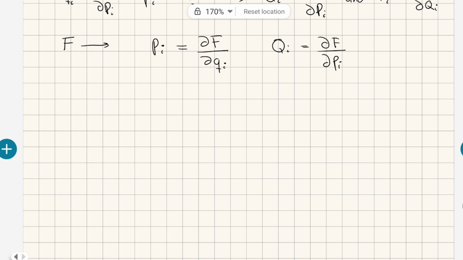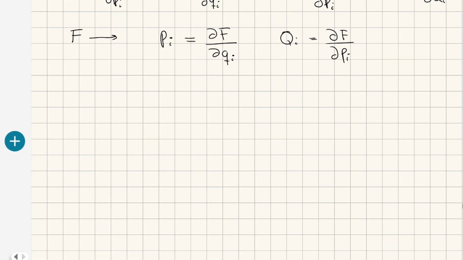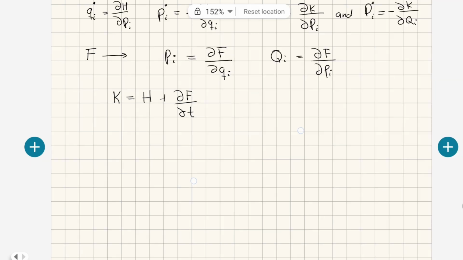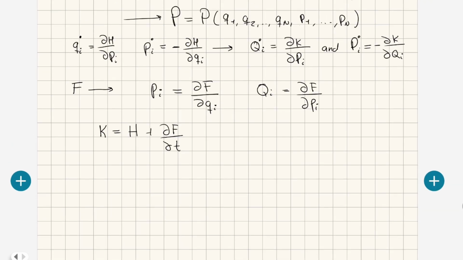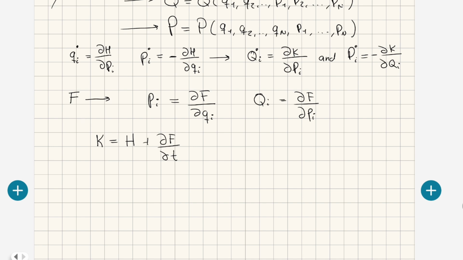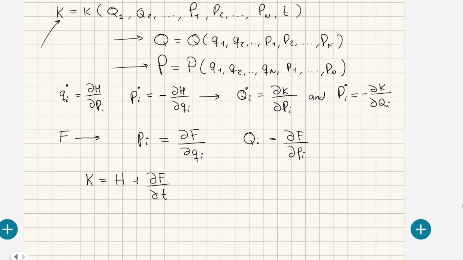Another thing that needs to happen with this generating function, after finding the canonical transformation, is that the new Hamiltonian K needs to be equal to the original Hamiltonian H plus the partial of F with respect to time. Perfect. You also need to know that there are some particular cases where, if we choose the correct canonical transformation, we are able to find a new Hamiltonian K that is equal to 0.